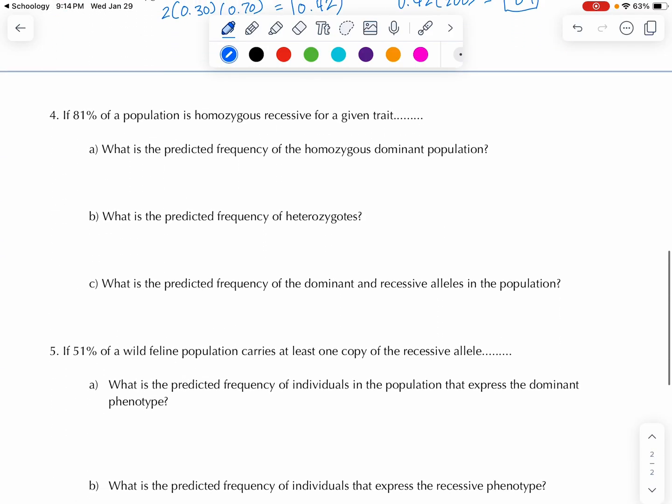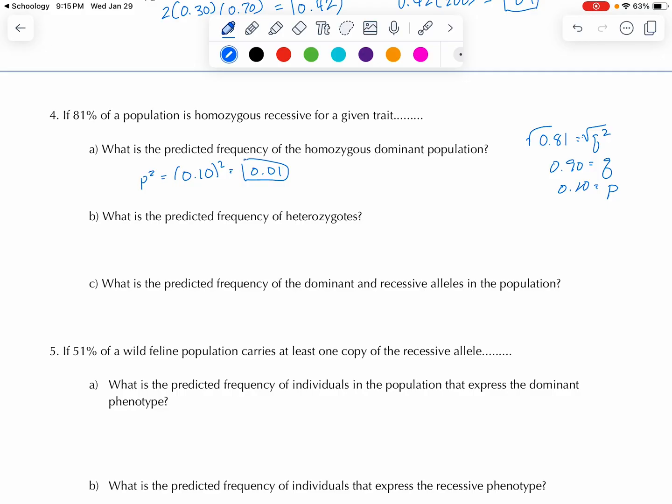All right, moving on to the next one. So next one says if 81% of the population is homozygous recessive for a given trait, okay, so 81% is homozygous recessive, so that's 0.81 is equal to Q squared, homozygous recessive. To figure out what Q is, we're going to take the square root of that. We got 0.90 equals Q. That means 0.10 equals P. Okay. All right, what's the predicted frequency of the homozygous dominant population? So that's going to be P squared. So that's going to be 0.10 squared, which is 0.01.